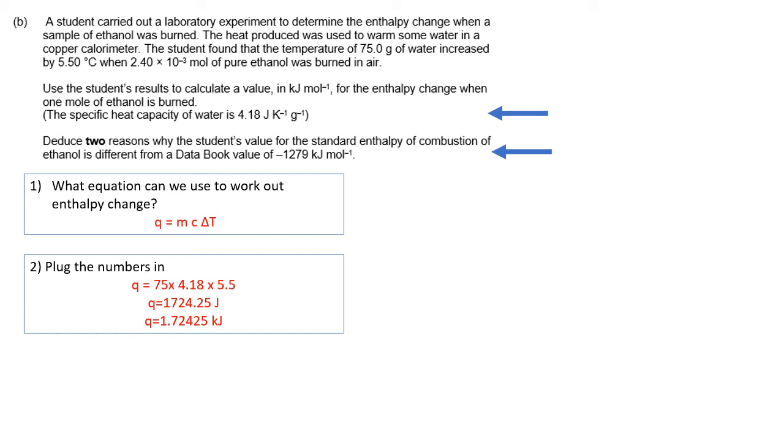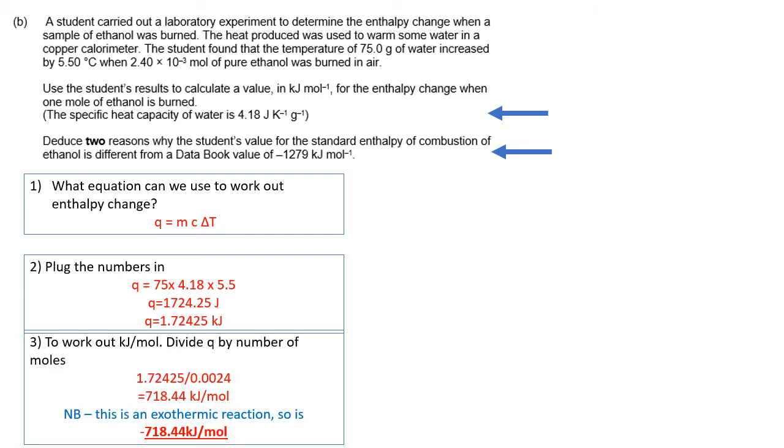Now remember, we want this in kilojoules per mole, so I'm going to convert to kilojoules now by dividing by 1,000. Now, as we said, we want units of kilojoules per mole, so I'm going to divide by the number of moles that were burnt. So 1.72425 divided by our 2.4 times 10 to the minus 3 gives us 718.44 kilojoules per mole. Now we've got to remember this is an exothermic reaction, so we need to have a minus sign there to indicate it is exothermic.